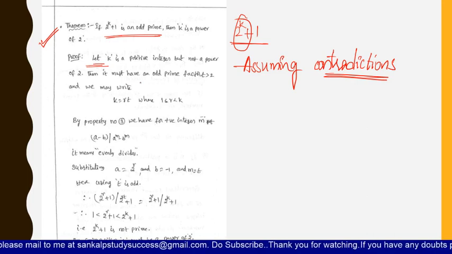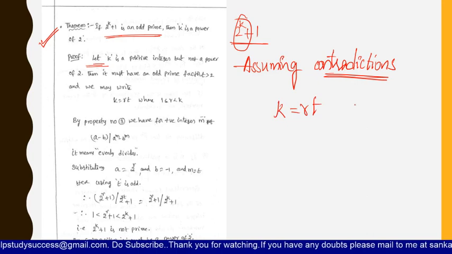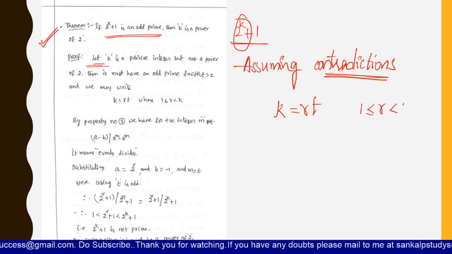So what happens? It must have odd prime factors t greater than 2. That means how shall we write? If it is having odd primes, then k is equal to rt. According to the theorem, 1 less than or equal to r less than or equal to k.